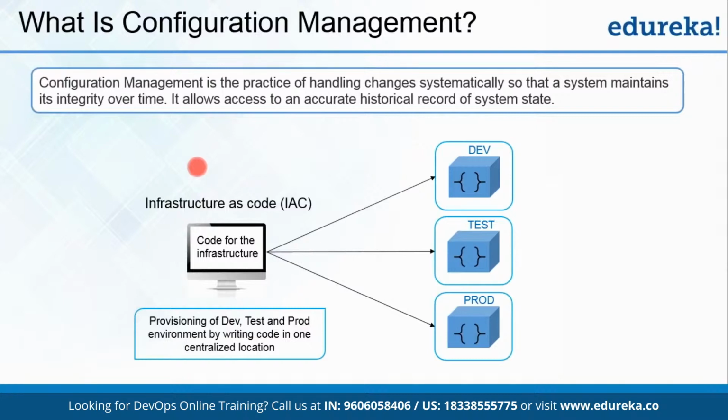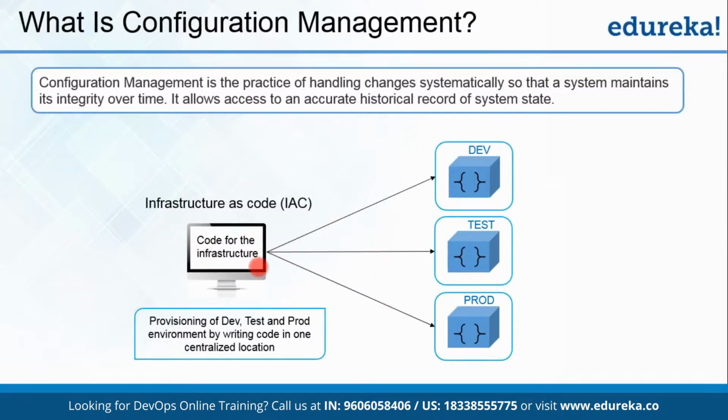Now what is infrastructure as code? Infrastructure as code simply means that you're writing code for your infrastructure. Let us refer to the diagram that is present in front of your screen. Now what happens, in infrastructure as code, you write the code for your infrastructure in one central location. You can call it a server, you can call it a master, or whatever you want to call it, all right? Now that code is deployed onto the dev environment, test environment, and the production environment.